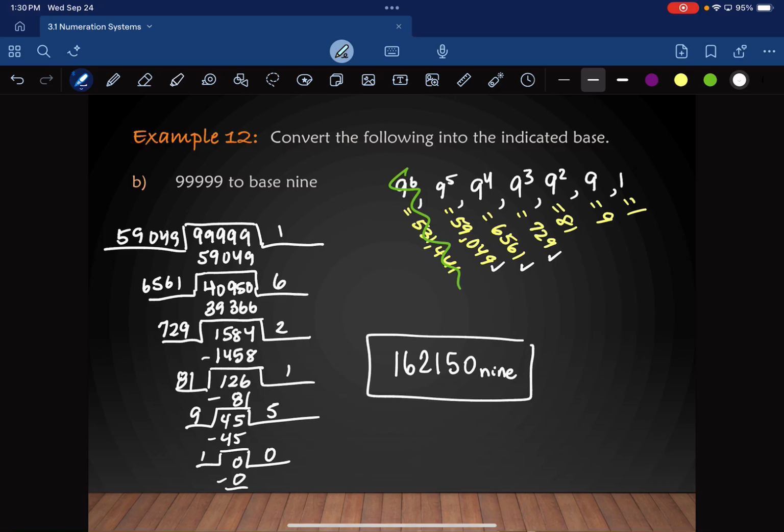Now check it out. Couple things. All of the values that came out of the division, 162150, they're all between 0 and 9, right? I should say between 0 and 8. They don't include a 9 is what I meant to say. There's no 9s there. Secondly, the original number in base 10, 99,999, how many digits is it? There are 5. Are you guys tracking with what I'm asking you? Okay, good. There's 5 digits here. How many digits do I have in the base 9 number? 6. Smaller base, more digits.